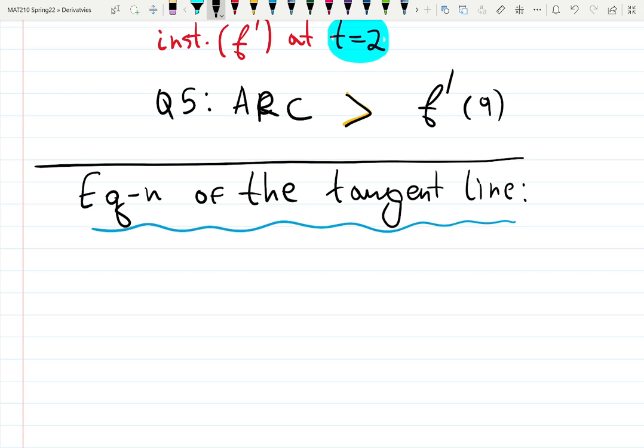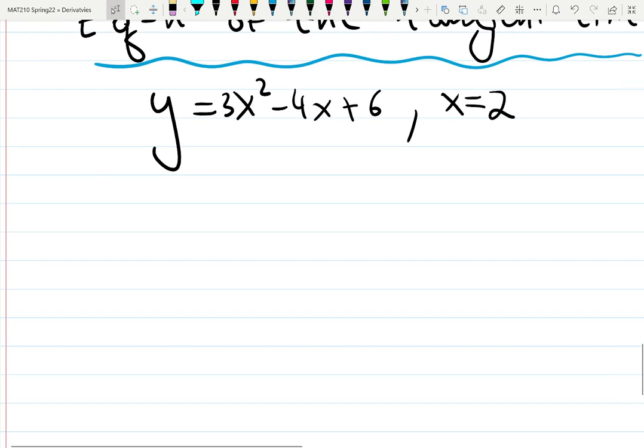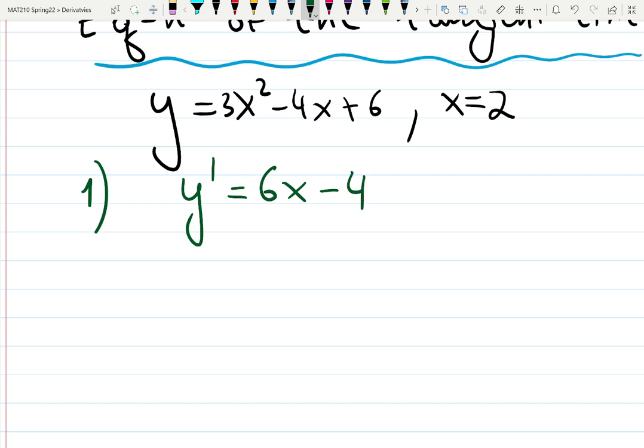Find the equation of a tangent line, and we give you the function 3x squared minus 4x plus 6, and then we give you x equals 2. What to do? Very fast, very convenient. Be confident. Step 1, you always start with the derivative. Use any method you like. 6x minus 4. Agree?